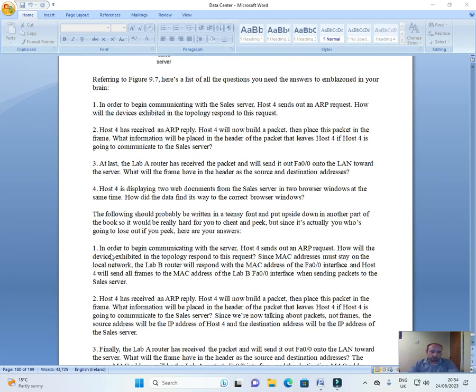1. In order to begin communicating with the server, host 4 sends out an ARP request. How will the devices exhibited in the topology respond to the request? Since MAC address must stay on the local network, the lab B router will respond with the MAC address of the FA 0/0 interface, and host 4 will send all frames to the MAC address of the lab B FA 0/0 interface when sending packets to the sales server.